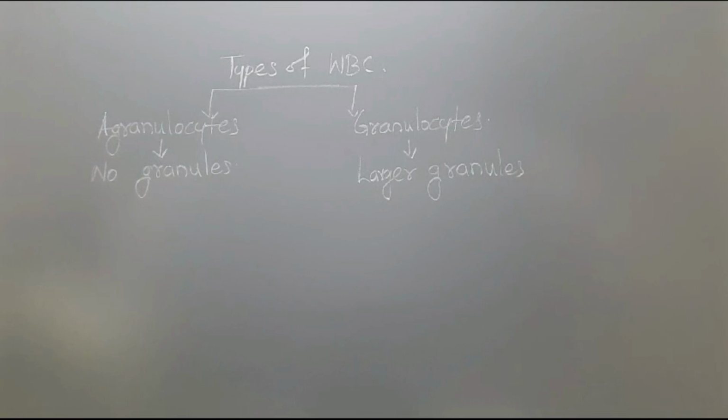Now let's see types of WBC. There are two types of WBC. Number 1, agranulocytes. Number 2, granulocytes. Agranulocytes WBCs have no granules in the cytoplasm.